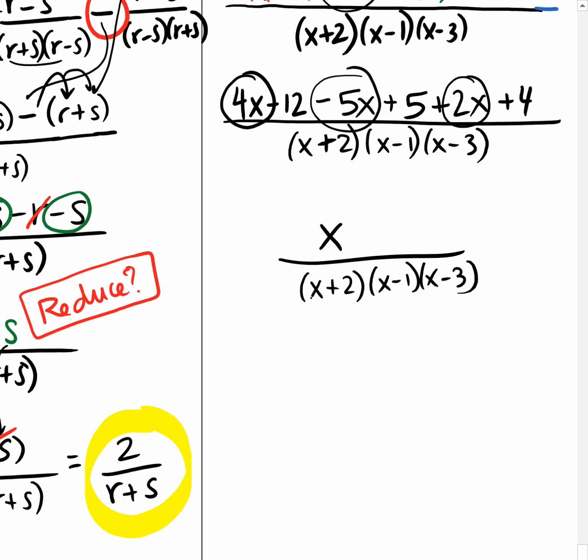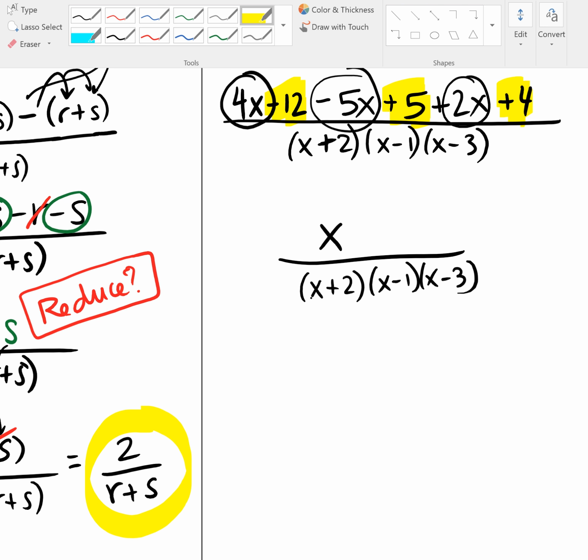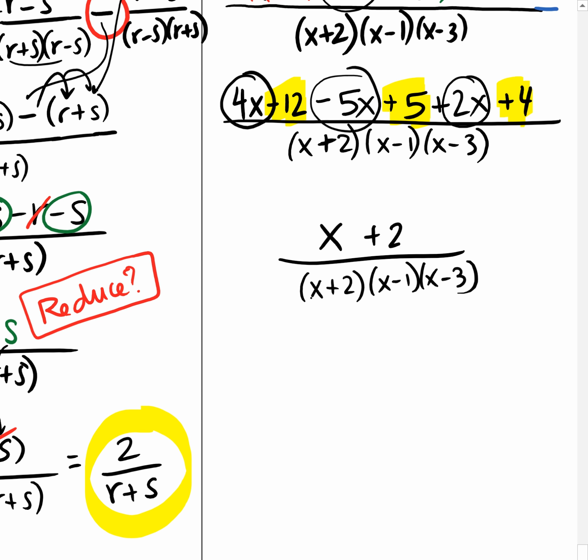Now the constant terms. Where are my constant terms? 12 plus 5 is 17. Plus 4 is 21. Whew. There it is, plus 21. And I would try to factor that. I want to see if it reduces. Reduce, question mark? Well, it'll all depend on if this factors. But x plus 21, that doesn't factor.